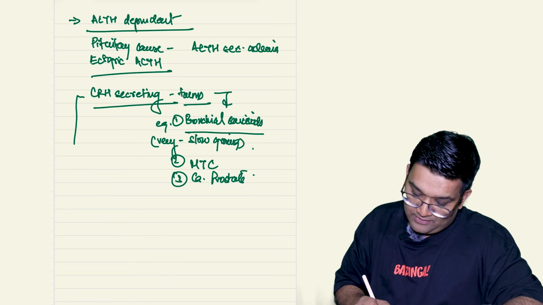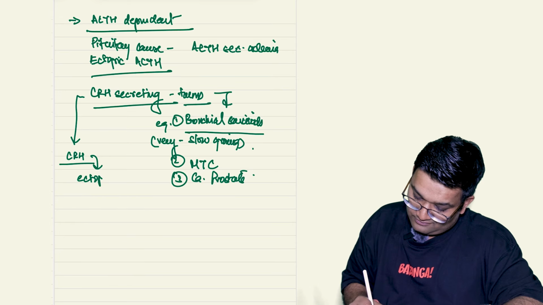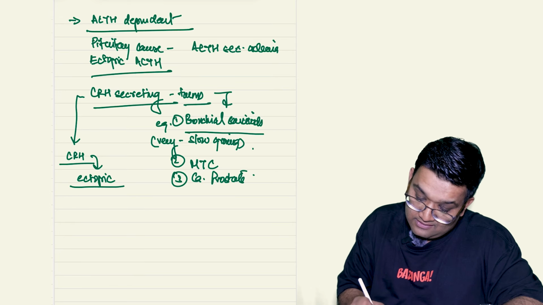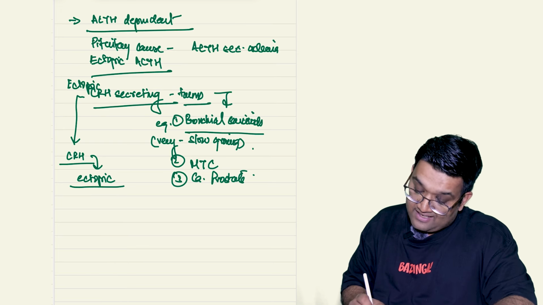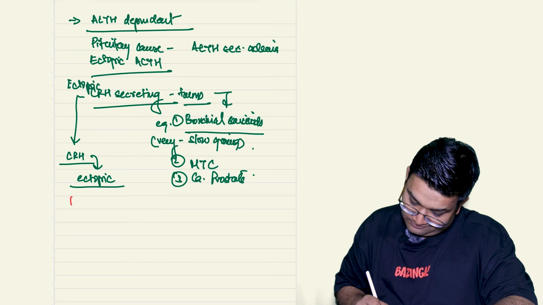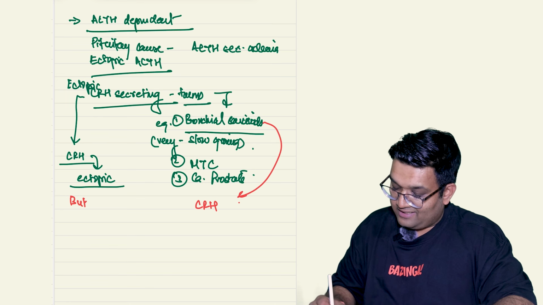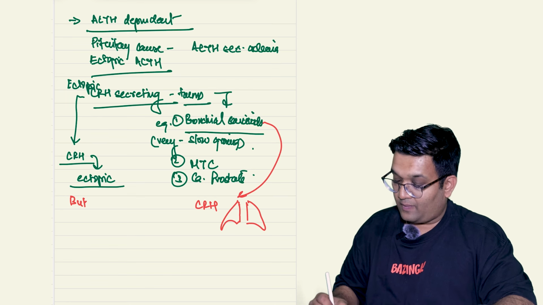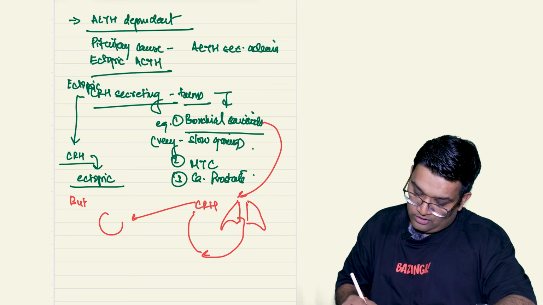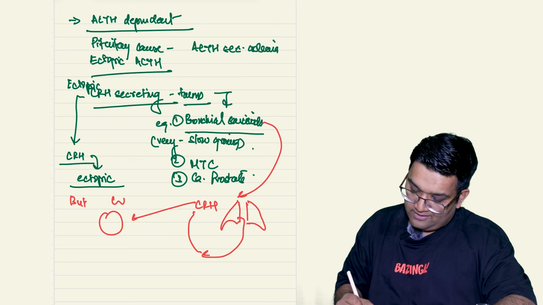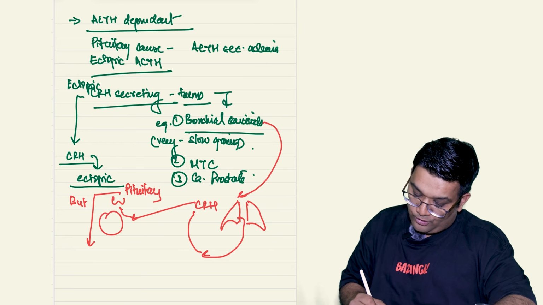So what is happening is that CRH is actually being produced ectopically. After ectopic ACTH, there is ectopic CRH secreting tumor. So the CRH is ectopic, but this CRH may be produced from a bronchial carcinoid, that is in your lungs. This is going to act on your pituitary, and the pituitary is going to produce your ACTH.